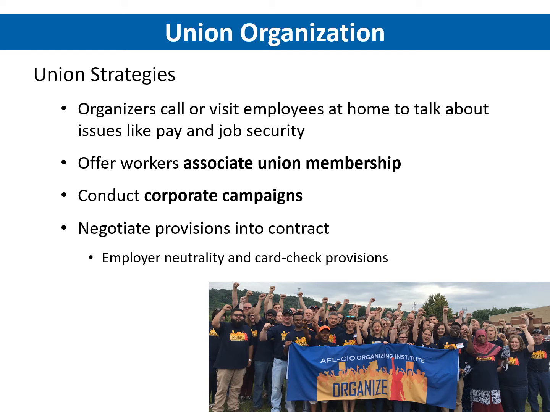And they can also incorporate certain provisions into a contract, negotiate employer neutrality and card check provisions for future organizations. So when the union organizes in one location, they may try to negotiate into the contract that the employer will not fight the union organization in other locations, or that the employer may even agree to a card check provision, whereas if a majority of employees in another location signs a card, they won't hold an election, but the employer will voluntarily recognize the union.